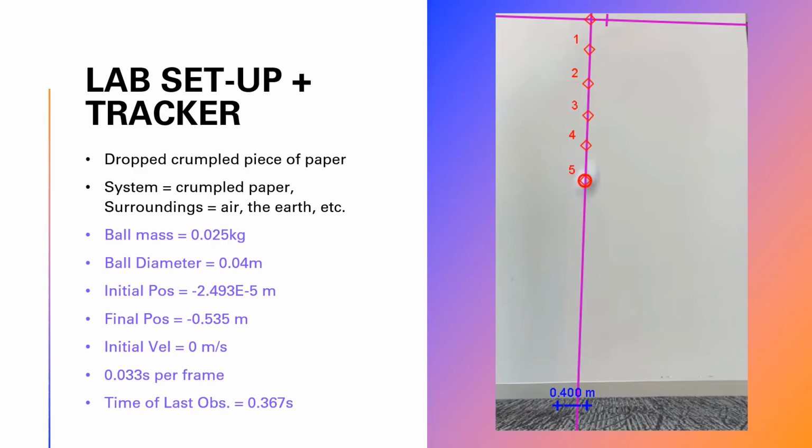So for this lab I basically crumpled up a piece of paper and just dropped it, and I used Tracker to track the motion. The ball's mass was 0.025 kilograms, its diameter was 0.04 meters, its initial position was -2.493 × 10^-5 meters, and its final position was -0.535 meters. Its initial velocity was 0 meters per second, and each frame was around 0.033 seconds, and then the time of the last observation was 0.367 seconds.